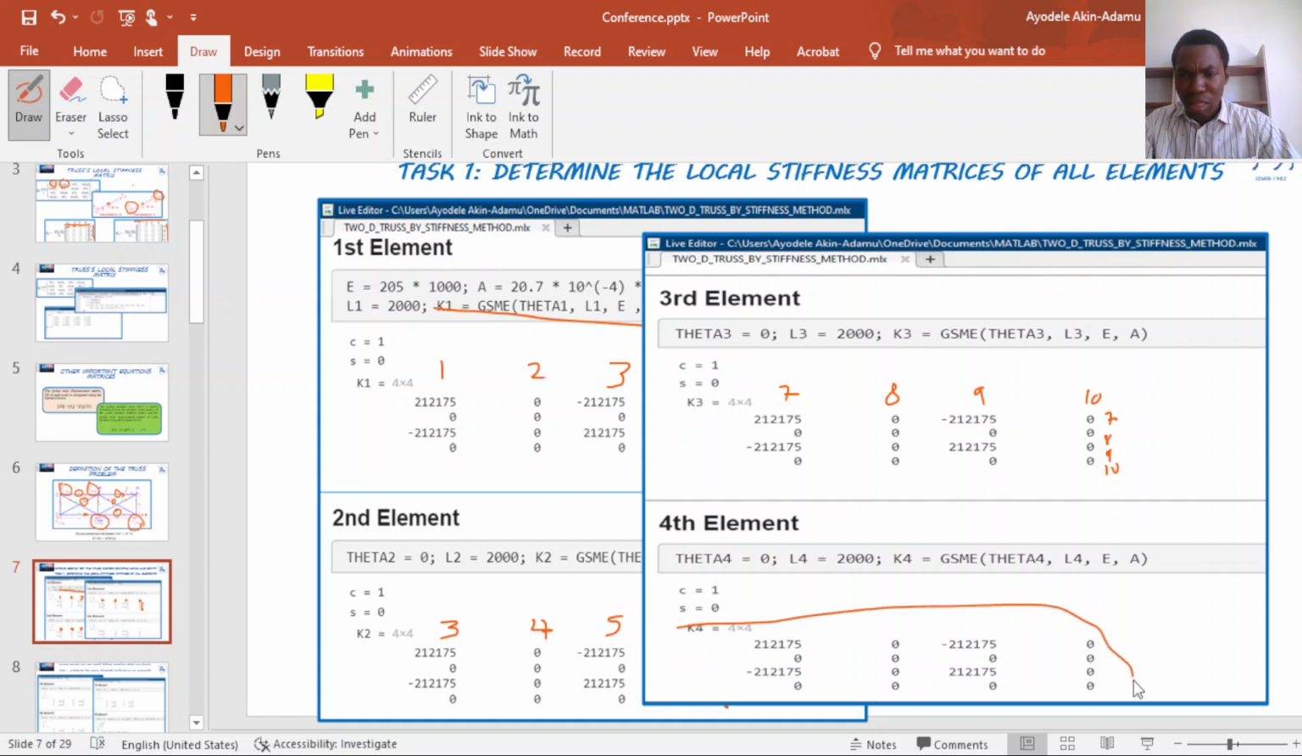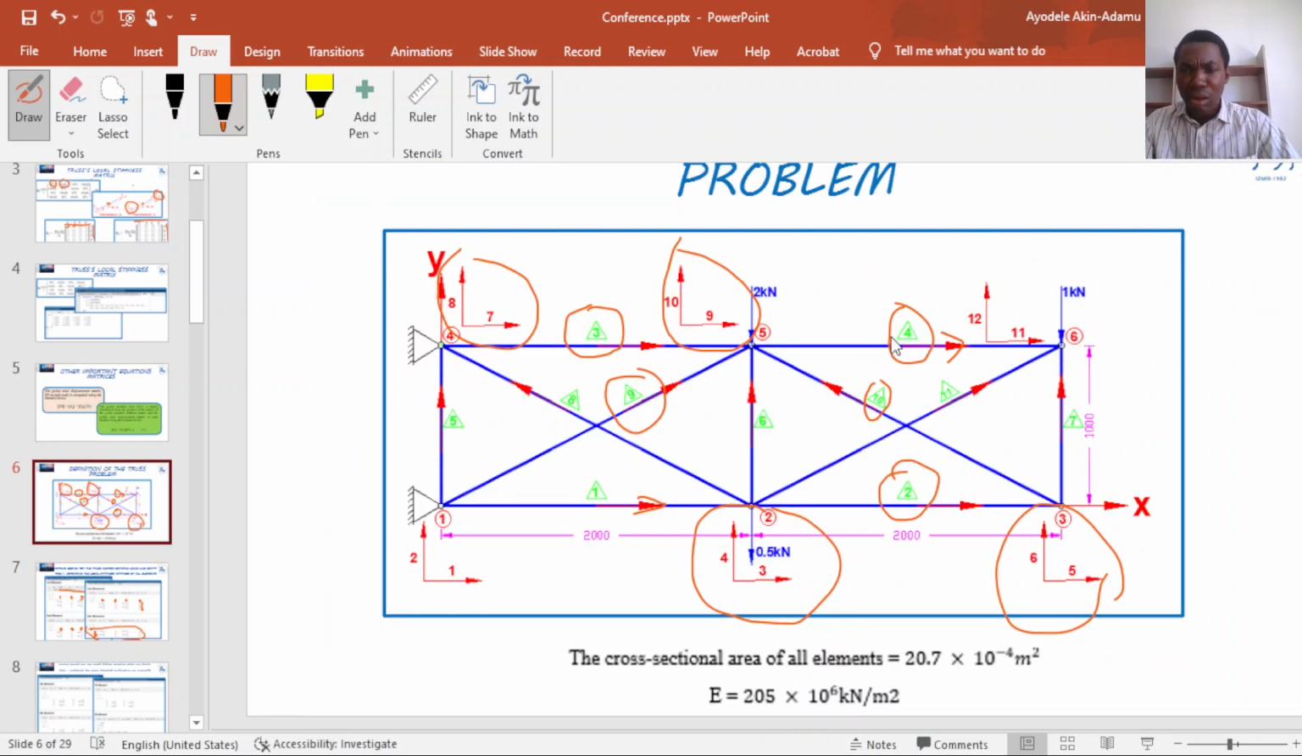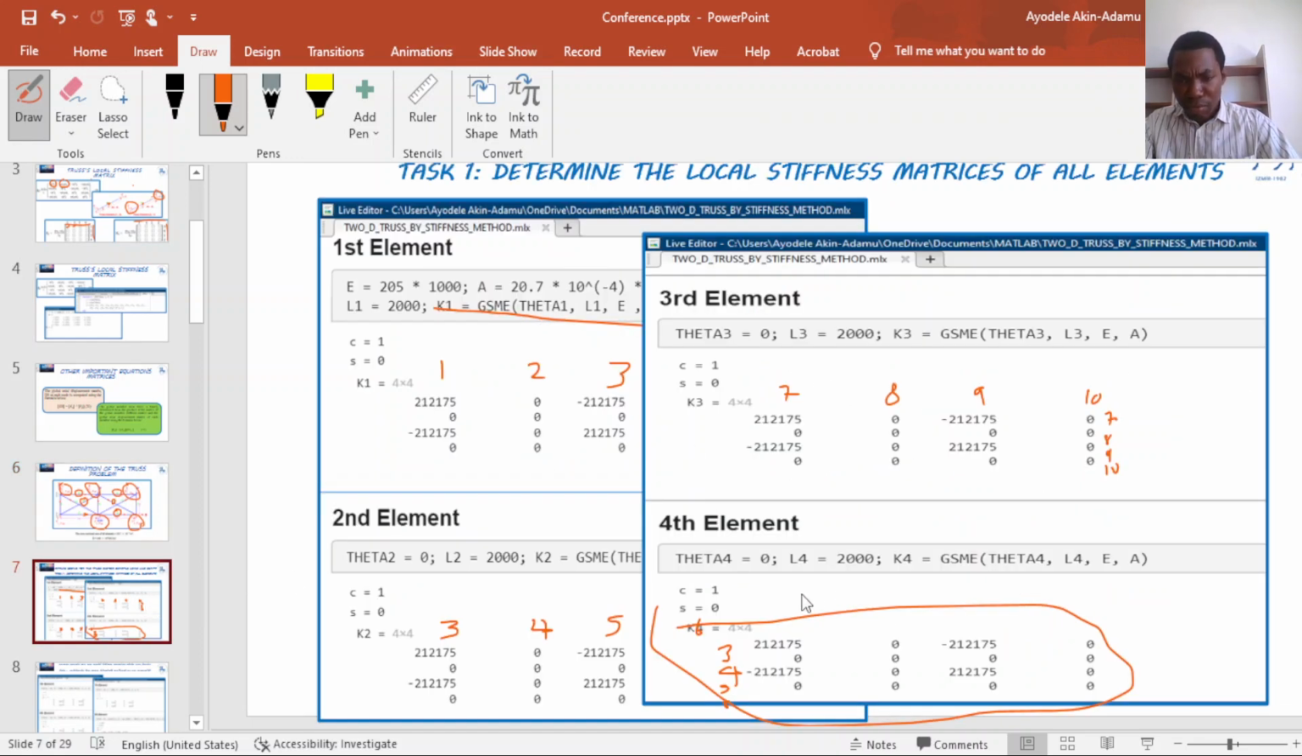Element 4 is also done the same way. The local stiffness matrix is formed, and we look at the degrees of freedom for element 4. And because the arrow is pointing from node 5, the number will be 9, 10, 11, 12. So you number the global stiffness matrix in this order. This is very important too in the finite element procedure, understanding how to number your global stiffness matrix.